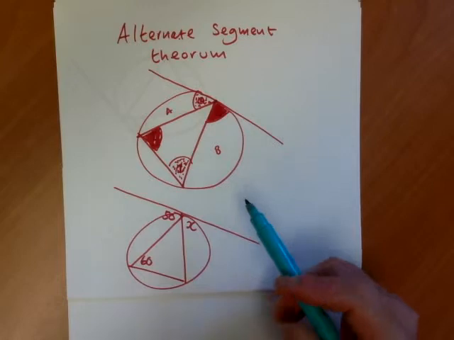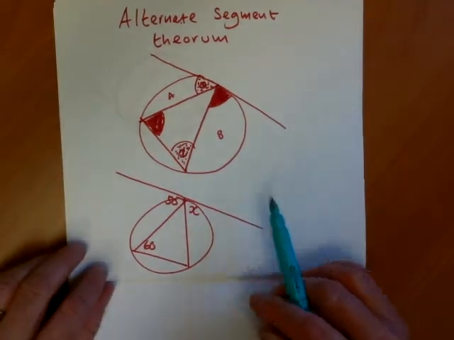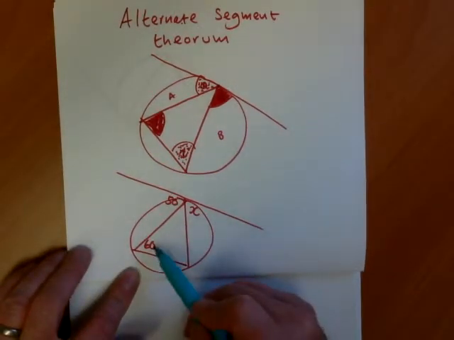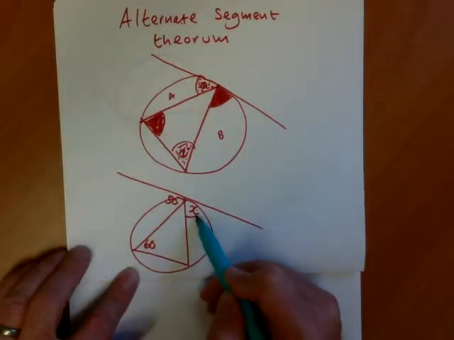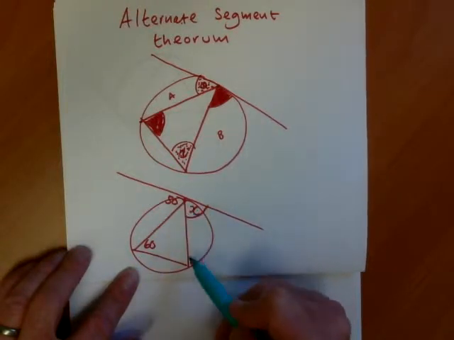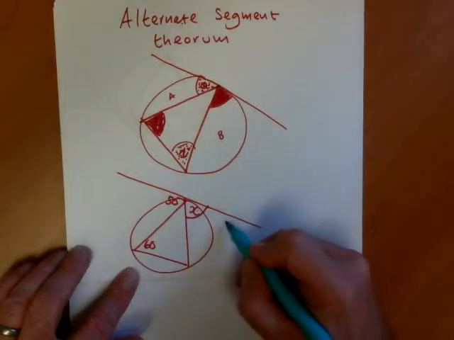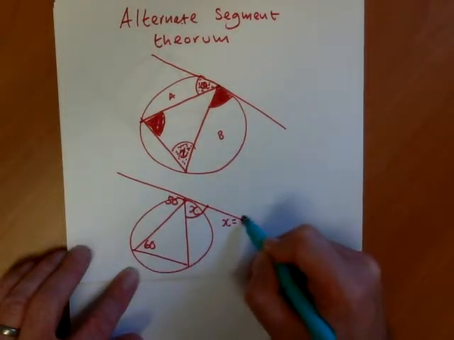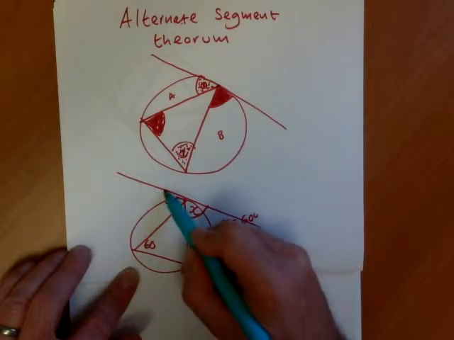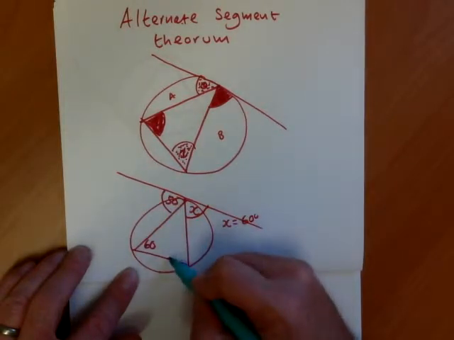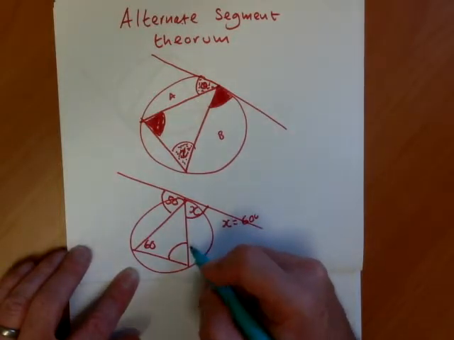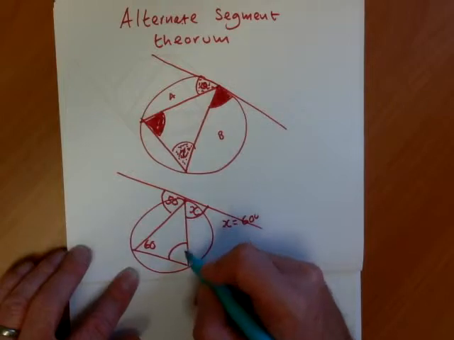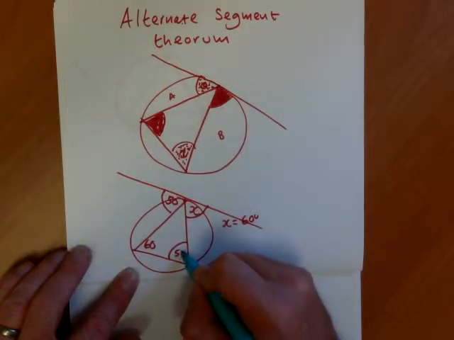So if we take that into a practical question, and we're asked to find some missing angles here, then we should see that the 60 is alternating with the x, being the angle between the tangent and this segment here. So x will be 60 degrees. And if that angle there is 50, then that will alternate with this angle here. So the 50 will alternate with the 50 there.